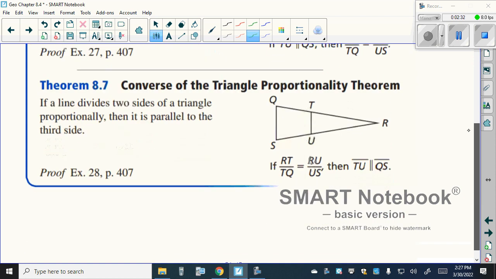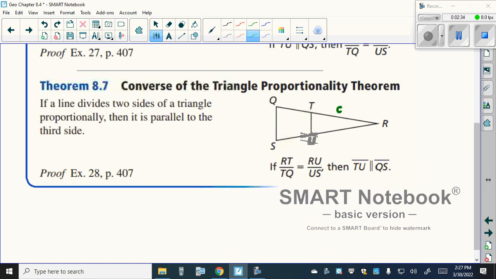Now the inverse is true as well. A, B, C, D. If A over B is equal to or proportional to C over D, it means that these two lines here have to be parallel. And that's all this theorem is saying. Any questions on this here?